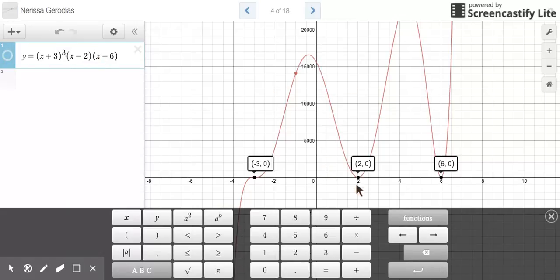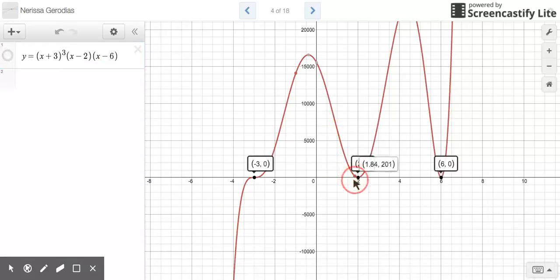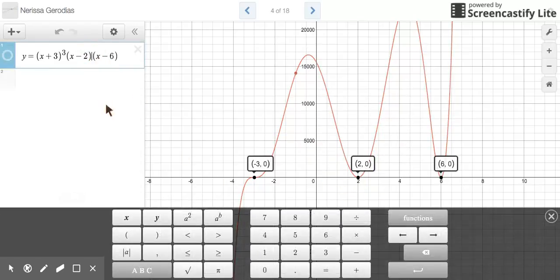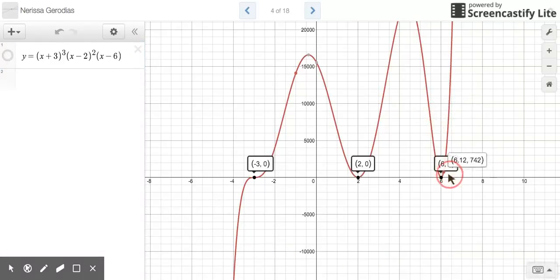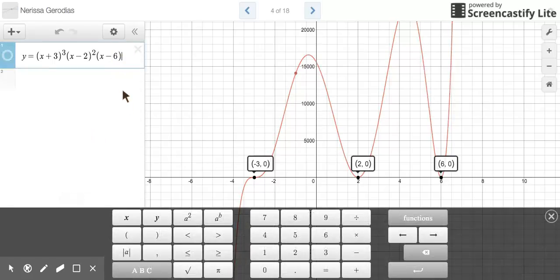Then at 2, the graph is bouncing off. See, it's bouncing off the x-axis. So the multiplicity is even and it's at least 2. So we'll try 2 here. Then at 6, the graph is also bouncing off the x-axis. So let's try here 2.